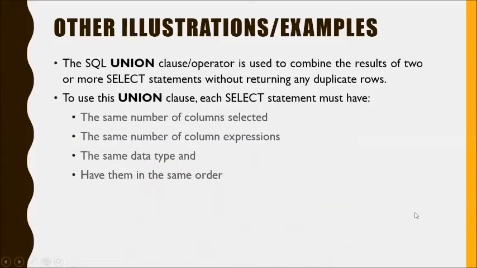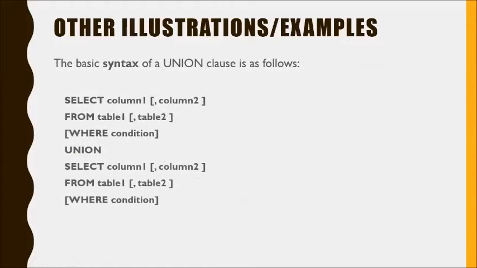So the SQL union clause operator is used to combine the results of 2 or more select statements without returning any duplicate rows. To use this union clause, each select statement must have, number 1, the same number of columns selected. Number 2, the same number of column expressions. Number 3, the same data type. And number 4, have them in the same order.